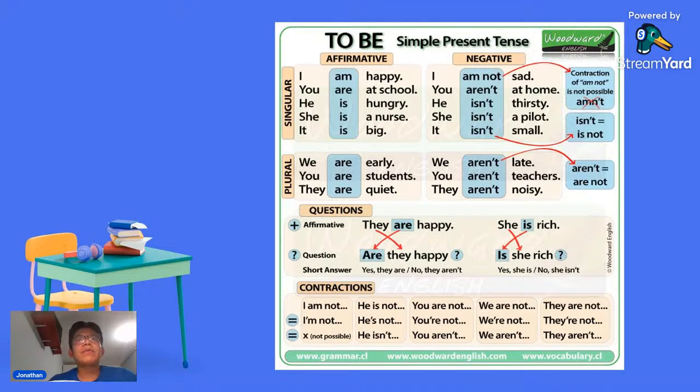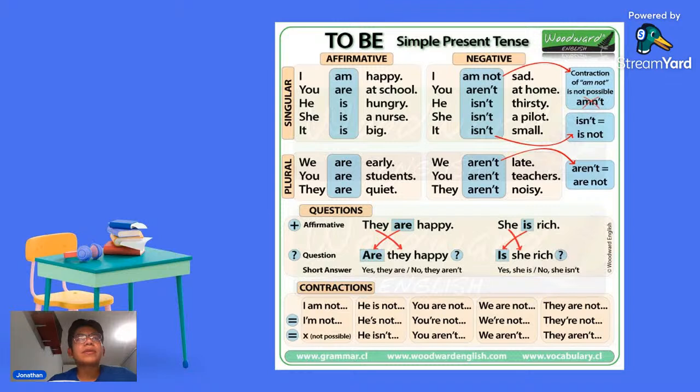In the negative form, we have the subject, we add the verb to be, are or is or am, and we add not. We can use a contraction, but it is not possible to use a contraction with am not. So we use am not, and with the other forms of the verb to be, instead of are not, we use aren't or isn't.